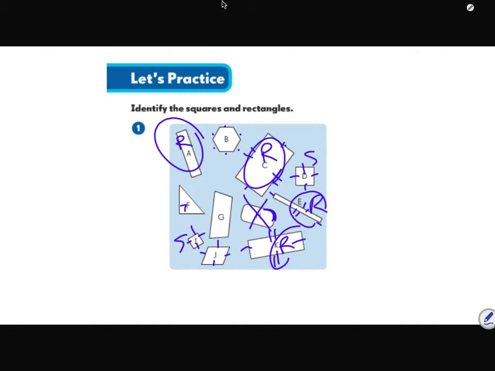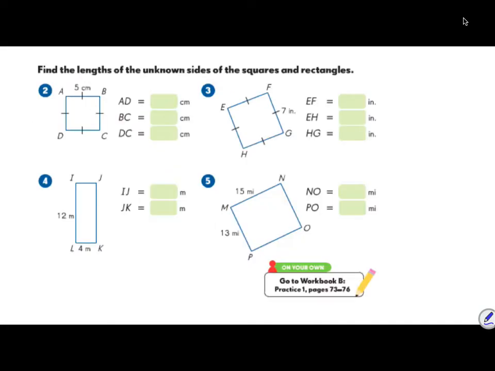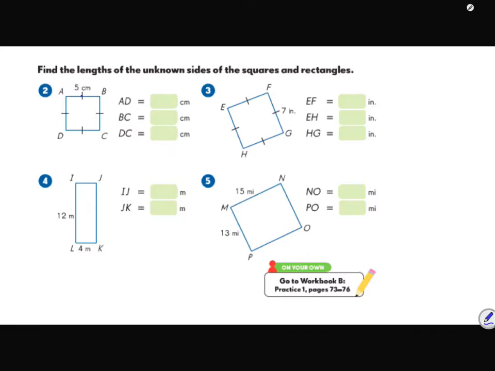All right, let's try another one. Let's see. You right now need to pause and fill out and finish this page, and let's see what we remember from the last lesson about squares and rectangles, and then press play when you're ready. So first of all, I know 5 is a square because I see the tick marks that show that all the sides are the same. So if AB is 5 centimeters, then AD is 5 centimeters. And then that means BC is 5 centimeters and DC is 5 centimeters.